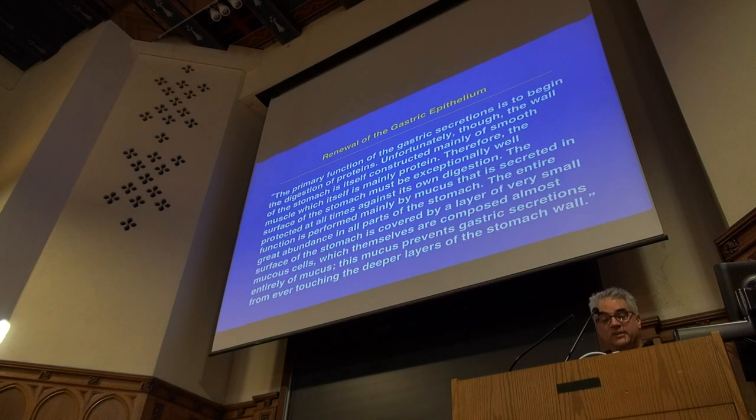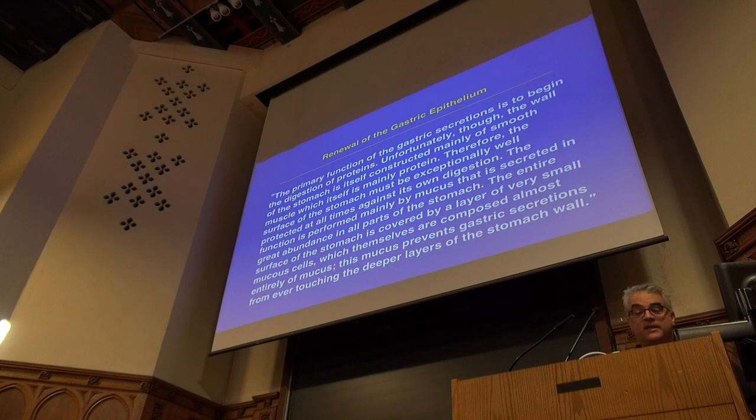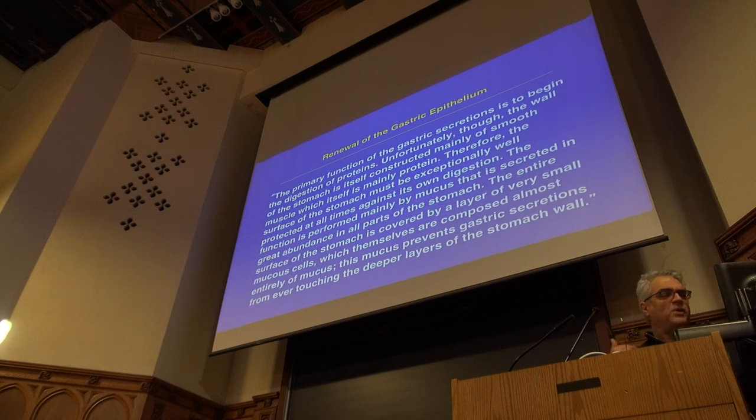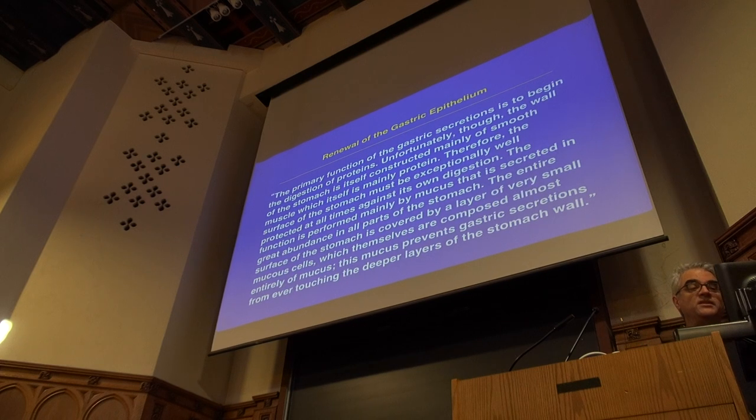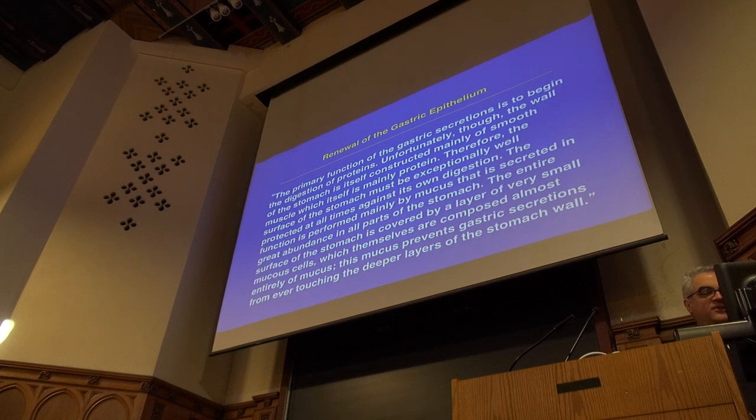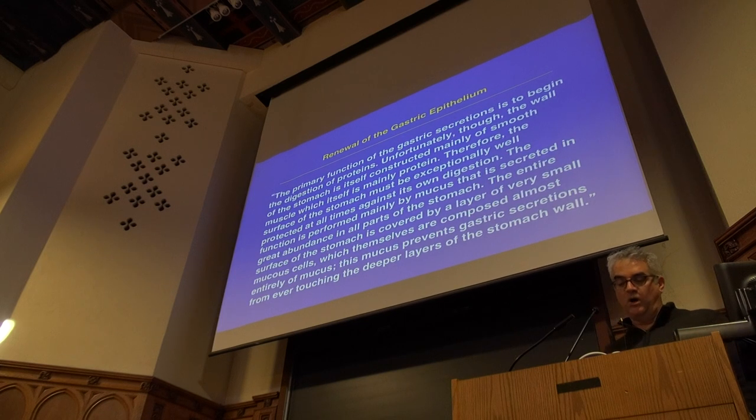And contrast that, Martin says, with a similar but not identical physiologic process that happens in both men and women, kind of a more neutral process. So she says, okay, where else is something like this happening, and how is it described? So she thinks about what happens in the lining of the stomach. The primary function of the gastric secretions is to begin the digestion of proteins. Unfortunately, though, the wall of the stomach is itself constructed mainly of smooth muscle, which itself is mainly protein. Therefore, the surface of the stomach must be exceptionally well protected at all times against its own digestion. The function is performed mainly by mucus that is secreted in great abundance in all parts of the stomach. The entire surface of the stomach is covered by a layer of very small mucus cells, which themselves are composed almost entirely of mucus. This mucus prevents gastric secretions from ever touching the deeper layers of the stomach wall.